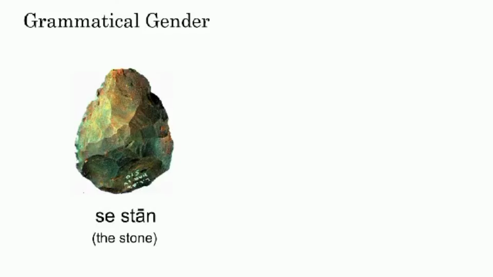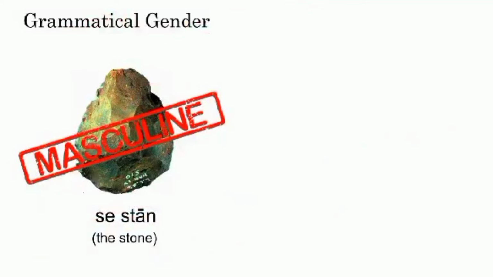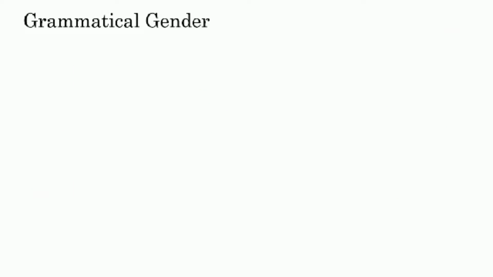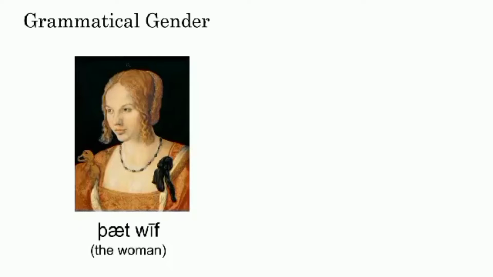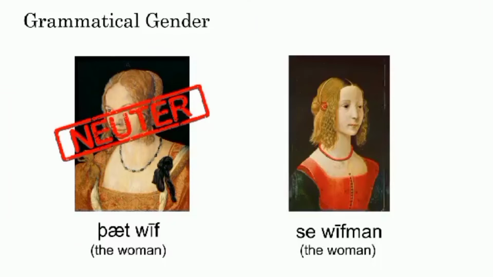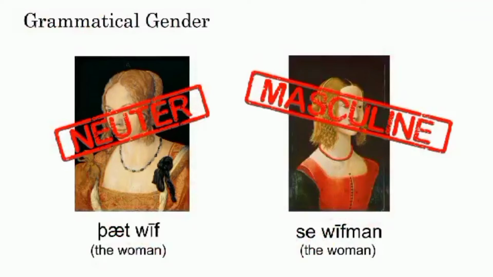The word for stone is masculine, but the word for bean is feminine, and so they are "se stan," masculine, and "se bean," feminine. More dramatically perhaps, the word "wif," meaning woman, is grammatically neuter, and the word "wifman," which also means woman, is grammatically masculine. "Þæt wif," neuter. "Se wifman," masculine.